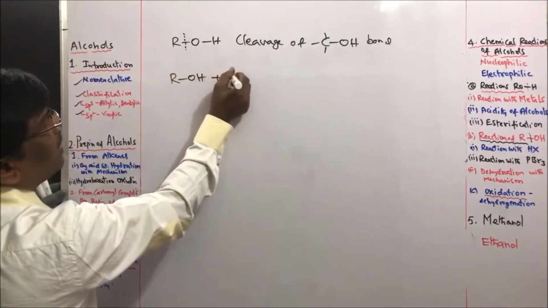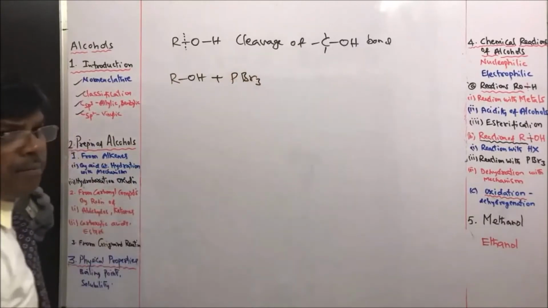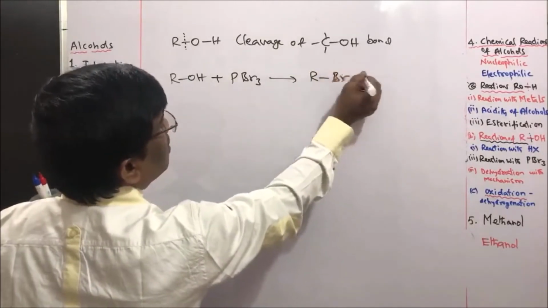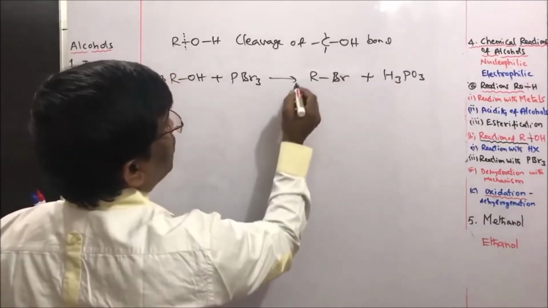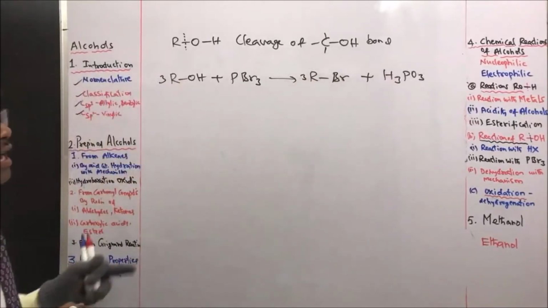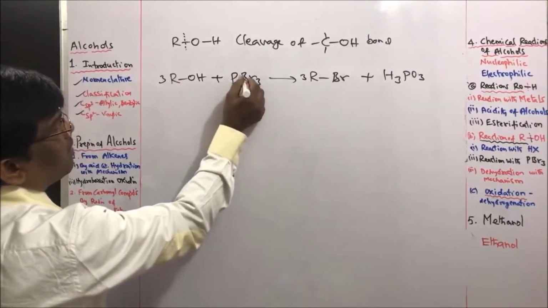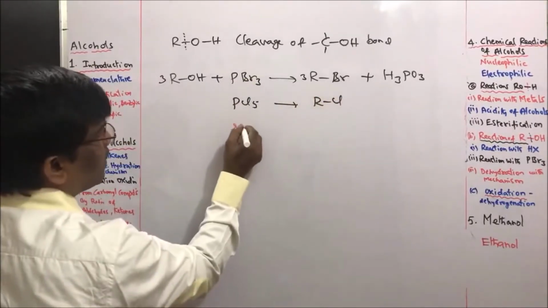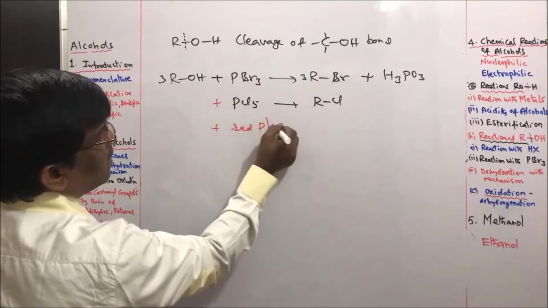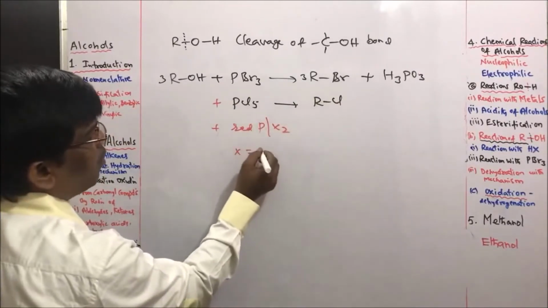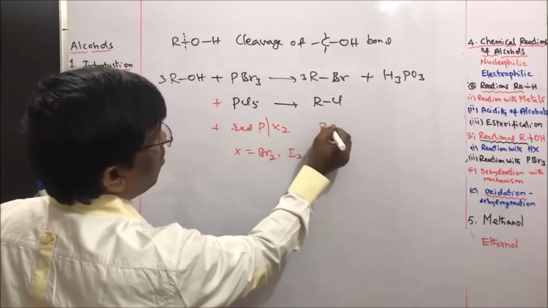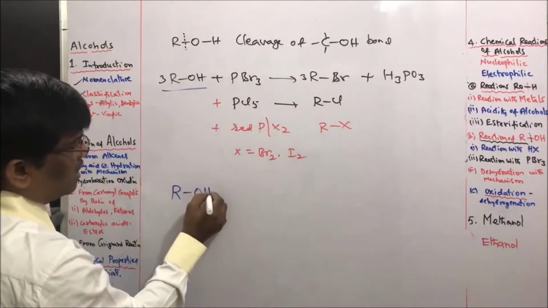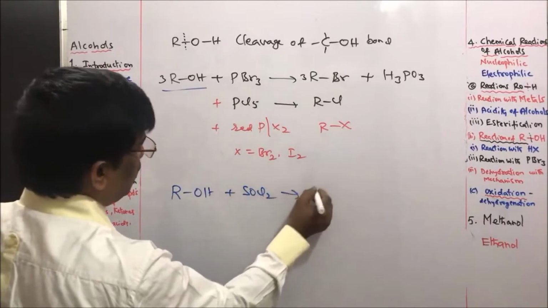Next, alcohols reacting with PBr3 or PX3 are going to form alkyl halides. This is bromine, so with PBr3 you get alkyl bromides. In place of this, with PCl5 you are going to get R-Cl. If I use red phosphorus in the presence of halogen, X can be bromine or iodine, it is going to give RX. The usual method of halide preparation from alcohol is with thionyl chloride, SOCl2, which is going to give R-Cl.